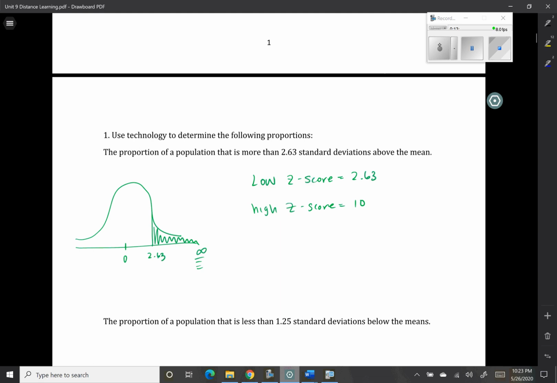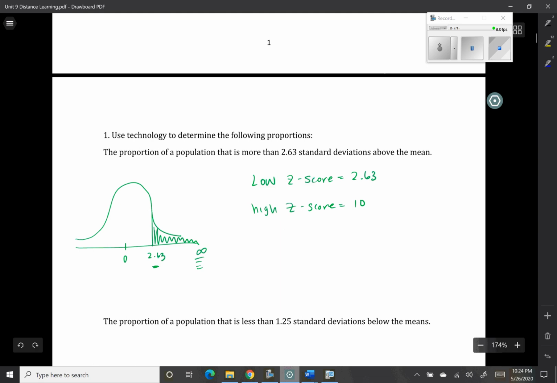Now, what is Z-score? Z-score is the value that represents where you are on the bottom here of this normal distribution. It represents how many standard deviations you are above or below the mean. It's just a fancy name for that number. So how do we figure out what this proportion is?